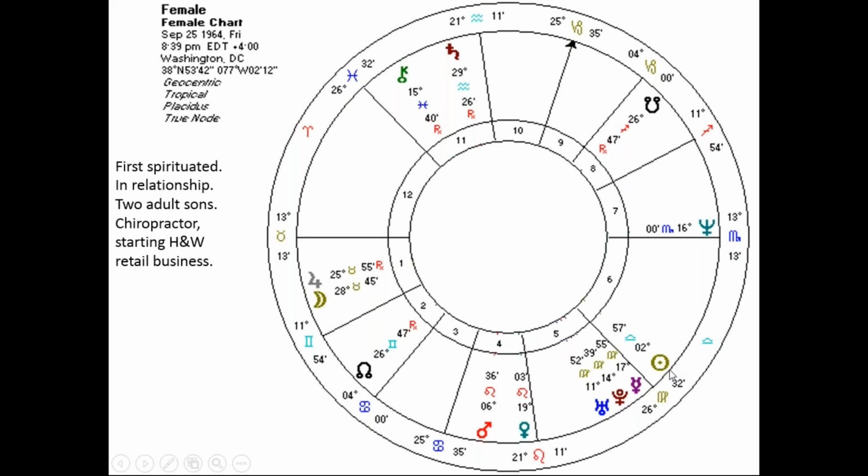And so again, this is an example of sun square the nodes. The sun here is about 3 degrees Libra. It is in the 6th house. Libra is intercepted in the 6th house.